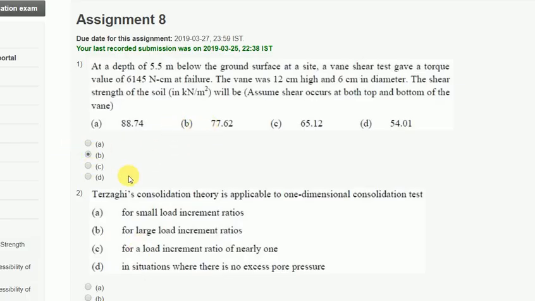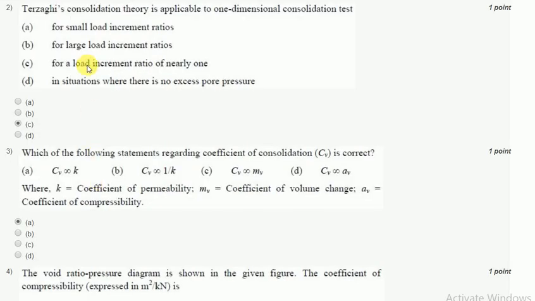Now move to question number 2. Terzaghi consolidation theory is applicable to the one-dimensional consolidation test for a load increment ratio of nearly 1. That means option C will be the correct option. You can go with option C.